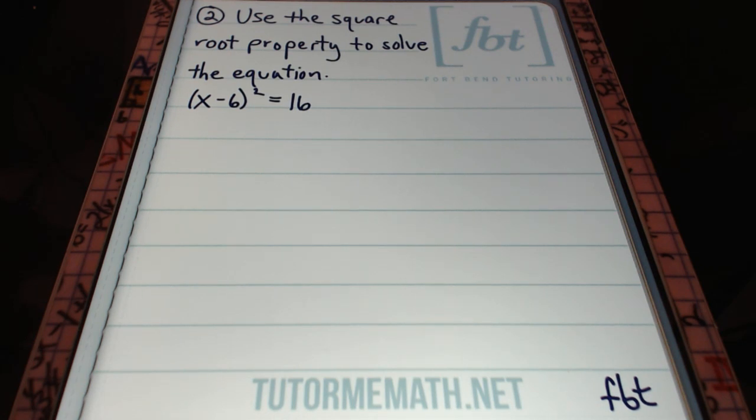For number 2, it says use the square root property to solve the equation. We have the quantity x minus 6 squared equals 16. And Mr. Witt is about to kill this problem for you right now. That's right. I got my orange juice with no pulp ready to go. I'm about to kill this problem.